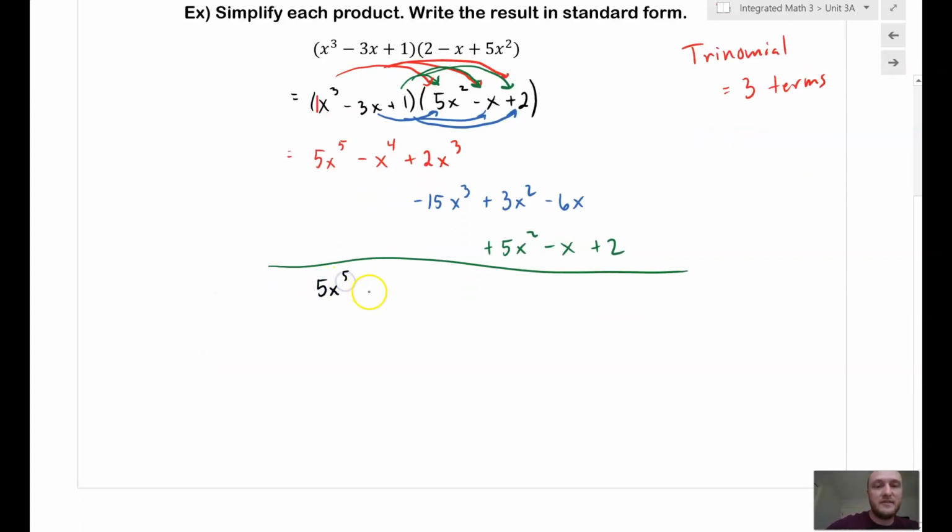So 5x to the 5th minus x to the 4th. 2 combined with negative 15 is a negative 13. 3 combined with 5 is 8. Negative 6 combined with a negative 1x is a negative 7x. Plus 2. And there you have it.